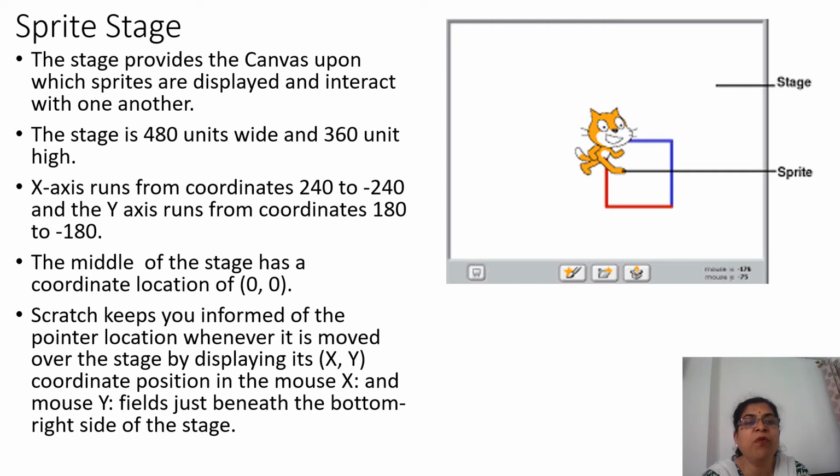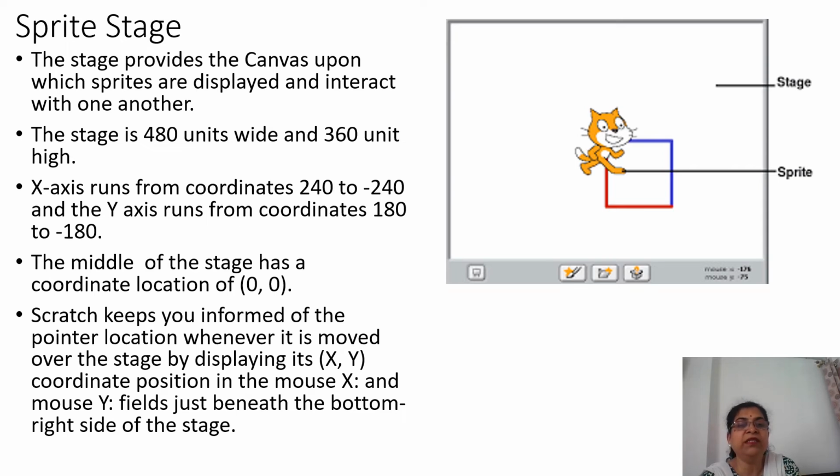Scratch keeps you informed of the pointer location when it is moved over the stage by displaying its x and y axis. Whenever we are moving the sprite here on the stage, its points are getting changed, that is, the x axis and y axis points are getting changed and it is showing us where exactly it is positioned.